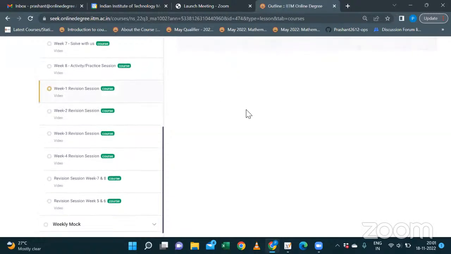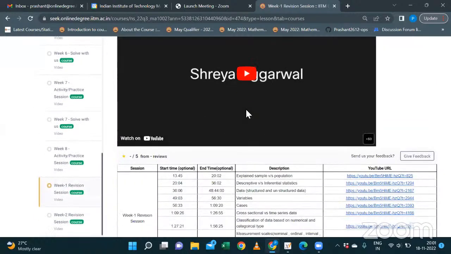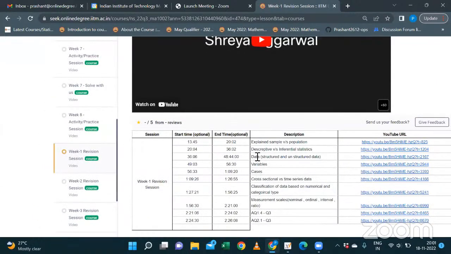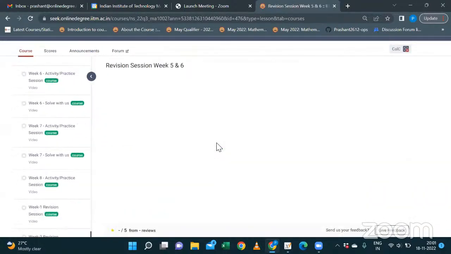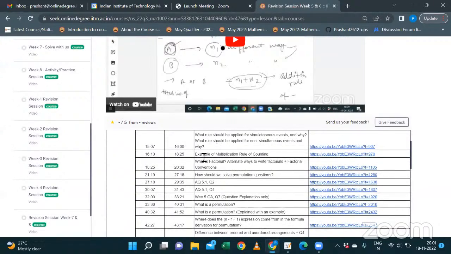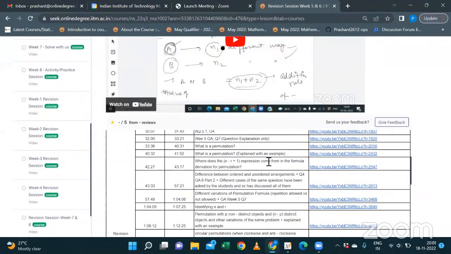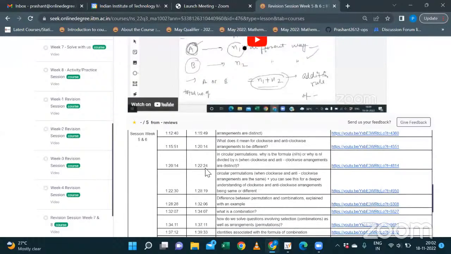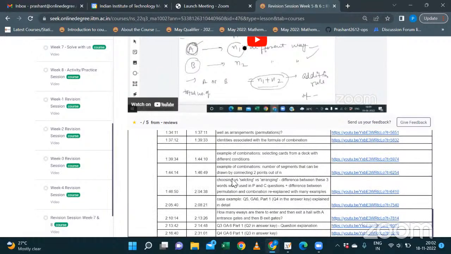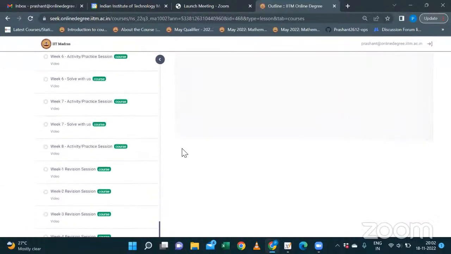So here is a week 1 revision session tagged. Tagged means if you click on this, there is timing, like suppose descriptive versus inferential. Once you click on the YouTube link, you will directly go to the point where descriptive and inferential has been discussed. Similarly, tagged revision sessions of previous terms of week 5 and week 6 are there. Like if you are facing difficulty in the multiplication rule of counting, just click on this, you will directly see what is permutation explained with example, and also there are a lot of examples. I mean each and every topic has been covered. Timings have been written there. Okay, so if you want to know circular, just click on the YouTube link, you will directly go to that point, combinations. So similarly for the week 7 and 8, you can prefer these things.